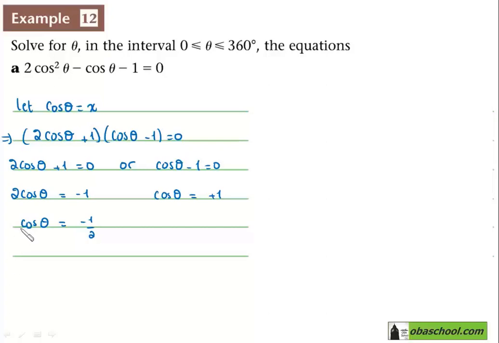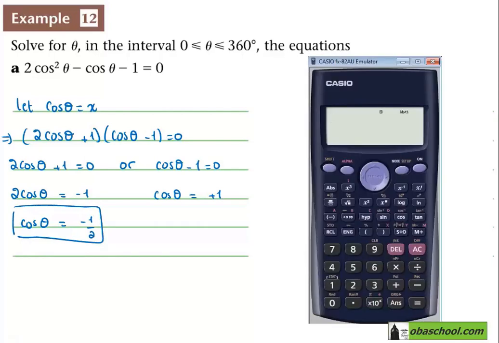Now we are going to solve the first equation, which is this. Using the calculator, always pay attention to the unit. It should be in degrees. Okay, so we enter theta equals cosine inverse of minus half. We enter this on the calculator to get the answer, which is 120 degrees. This is the first value of theta.